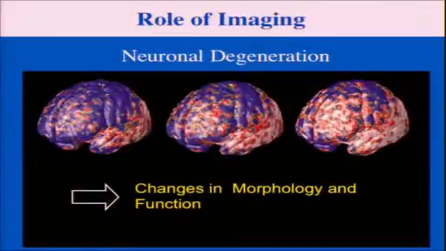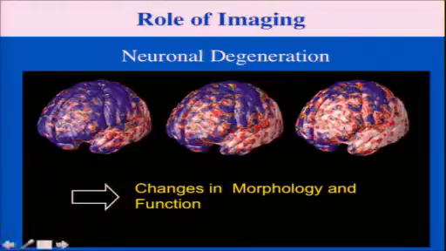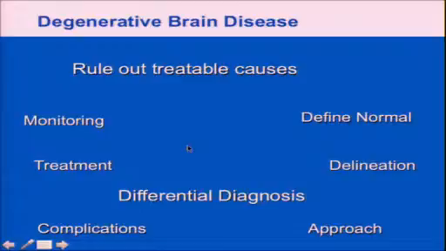So we do expect to see more and more degenerative diseases in our population. And neurodegenerative diseases go along with changes in morphology and function. So what is the role of imaging in this whole scenario? We do see more of them. They are more present in the population.